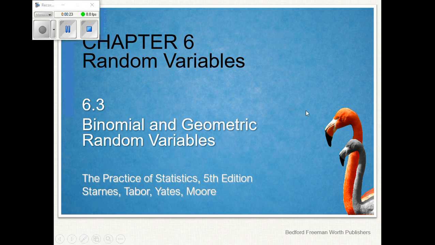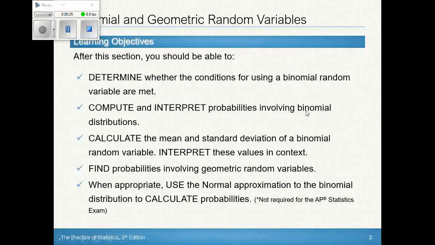So in this unit, we will talk about whether binomial conditions are met or geometric conditions are met. Perhaps one or the other, certainly not both, sometimes neither. We'll compute and interpret probabilities for binomial distributions as well as geometric distributions. We'll calculate the mean and the standard deviation of that random variable and interpret those things in context. And finally, we can talk about a normal distribution to approximate the binomial distribution.